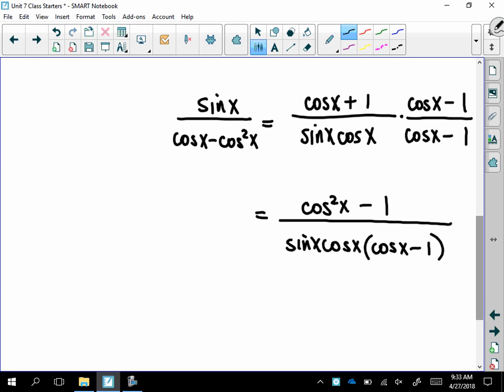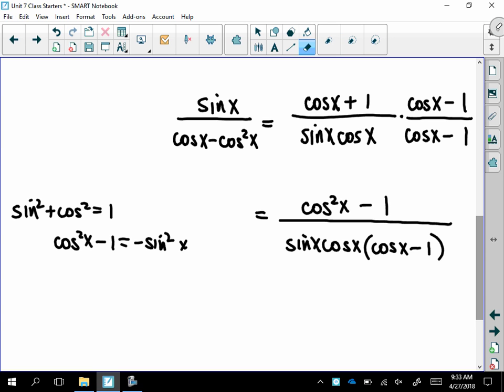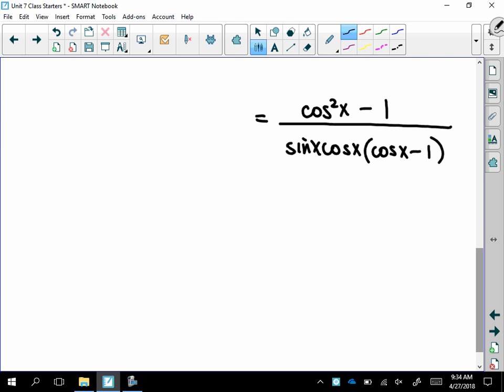You're going to tell me about cosine squared minus 1. It is. What else can you tell me about it? It means sine squared x. It's close. We start off with sine squared plus cosine squared equals 1. So if I subtract the 1 over, I've got to subtract the sine squared to the other side. So cosine squared minus 1 is really negative sine squared. So that's a negative sine squared on the top.